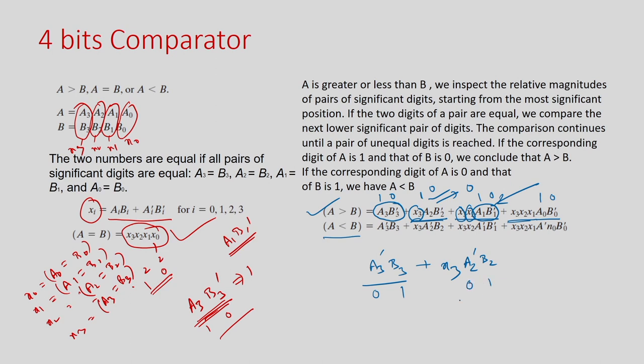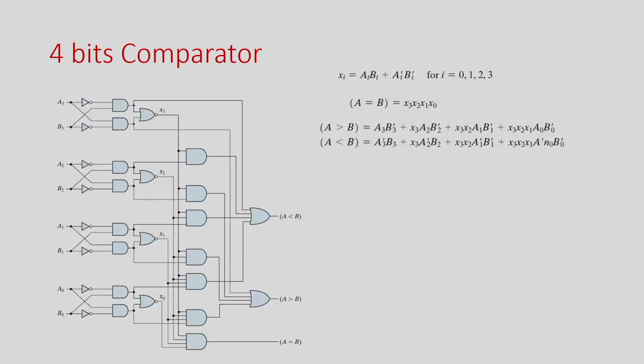If this is true, that means your MSBs are the same, and in the second bit they differ, okay? And here A2 is 0 and B2 is 1. So, this way, again, I can construct the corresponding expression for A less than B. So, this will be A1 bar B1, okay? I hope you understand this. So, constructing the circuit is very obvious.